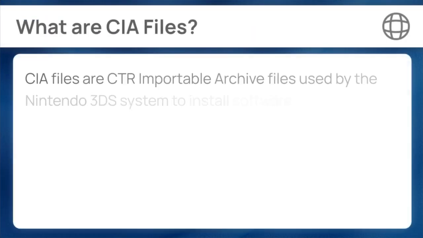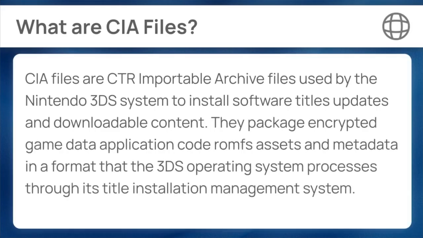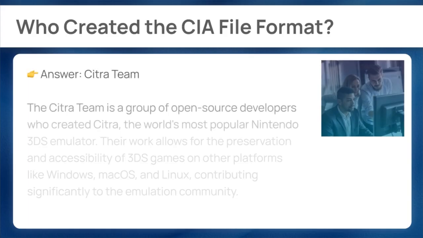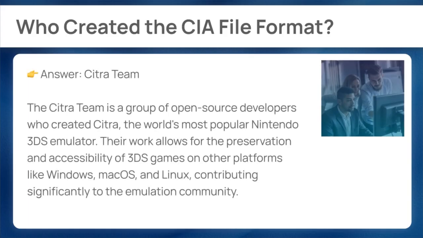CIA files are CTR Importable Archive files used by the Nintendo 3DS system to install software titles, updates, and downloadable content. They package encrypted game data, application code, ROMFS assets, and metadata in a format that the 3DS operating system processes through its title installation management system.